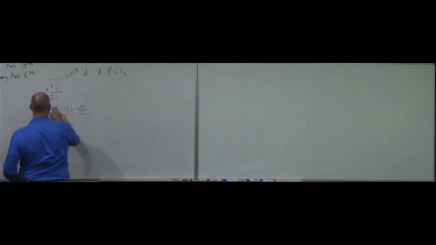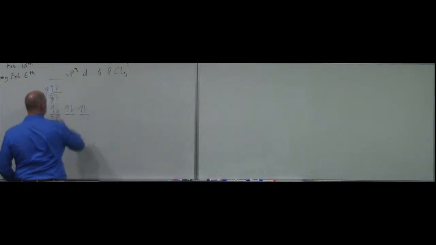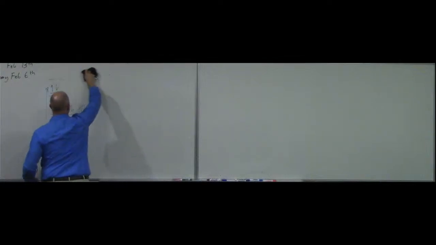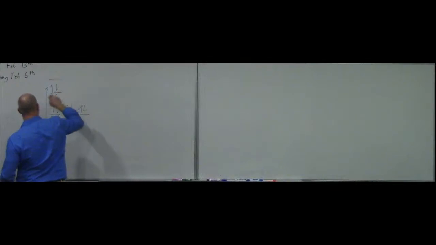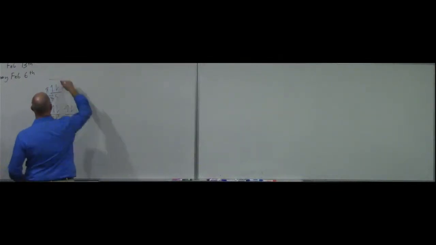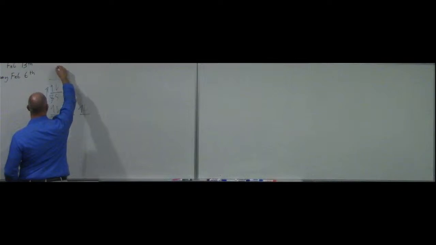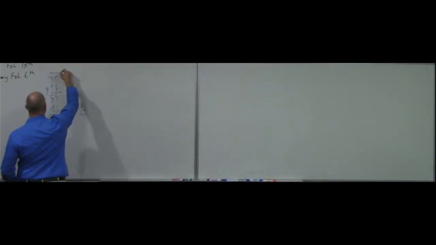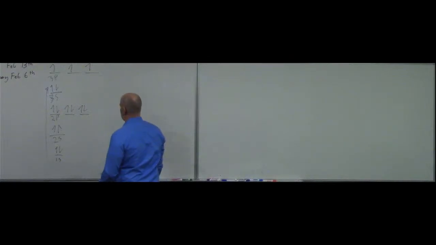So we got 2, 4, 6, 8, 10, 12, out of space. Let me erase this. 2, 4, 6, 8, 10, 12, and now I need 3 more. Let's see, we're in 3s, now I need 3p, right? I need 1, 2, 3. I'm going to go here, here, here. Okay.